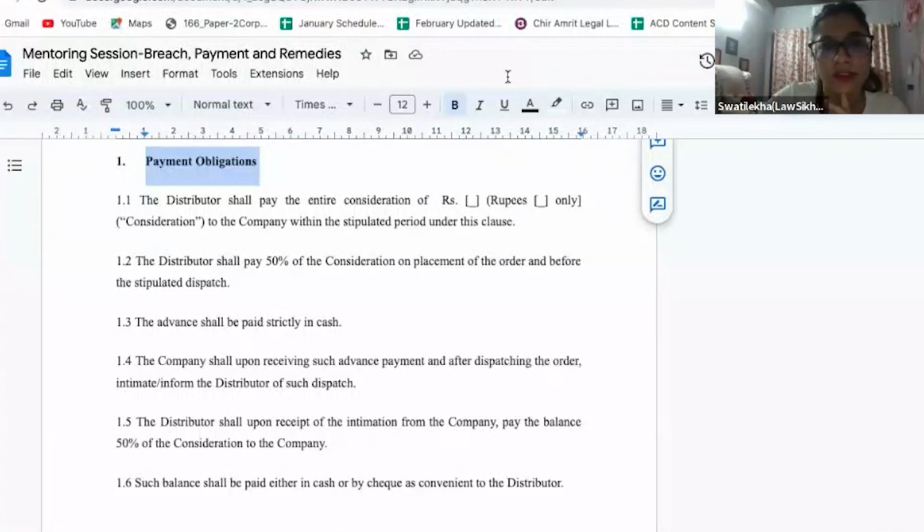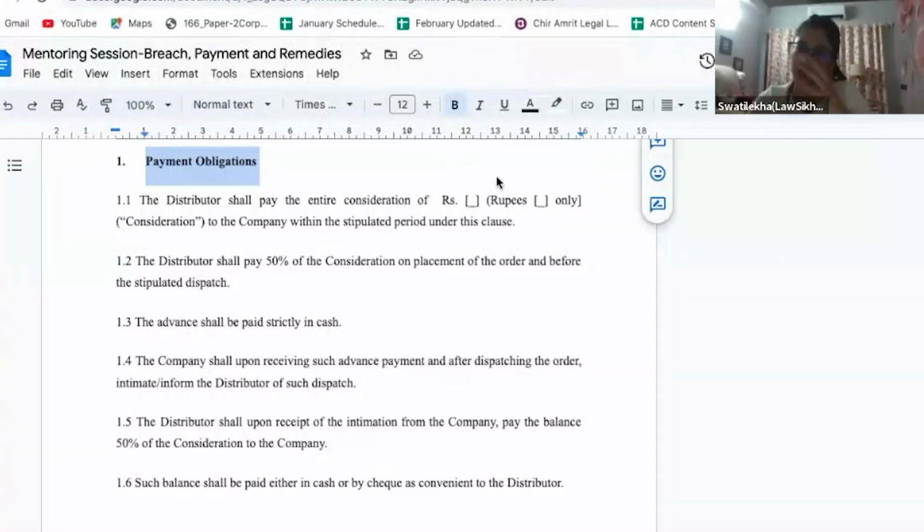We will always use a capital first letter for Distributor, Company, and any defined words for that matter. Any word that we have already defined in this assignment, any word that you choose to define, like for example, Consideration is something I have defined while drafting. Every defined word needs to have a capital letter start. That's the rule of thumb.